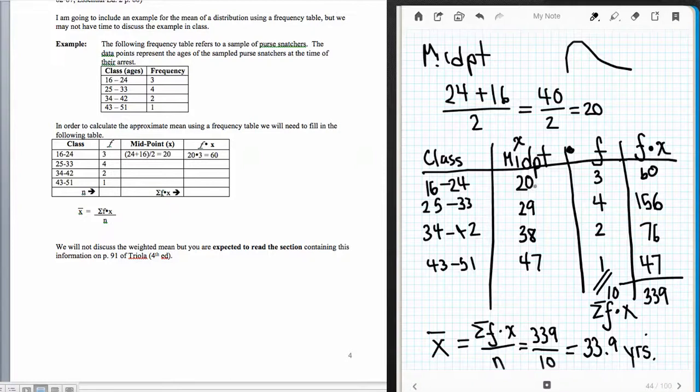So basically what we're saying is there are 3 points in 16 to 24. And our assumption is that they're evenly enough distributed, so representing all 3 of them by 20 is a good representation. And likewise, representing all 3 of these by 29 is a good representation, so on and so forth.